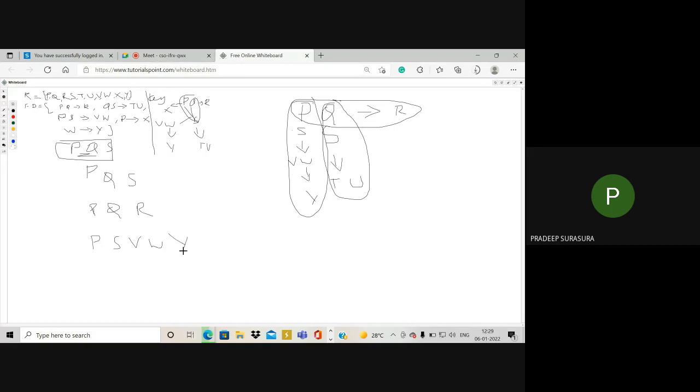VWY will be in one table, and QS TU will be in one table. Again, this will be broken for third normal form and other things. Just wait for a sec.